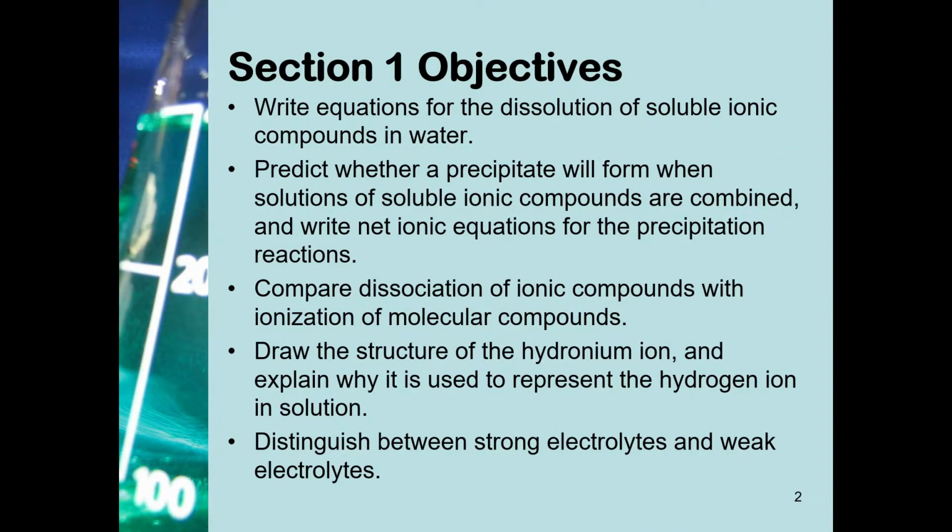Section 1, Objectives. Write equations for the dissolution of soluble ionic compounds in water. Predict whether a precipitate will form when the solutions of soluble ionic compounds are combined, and write net ionic equations for the precipitation reactions. Compare dissociation of ionic compounds with the ionization of molecular compounds. Draw the structure of the hydronium ion and explain why it is used to represent the hydrogen ion in solution, and then distinguish between strong electrolytes and weak electrolytes.